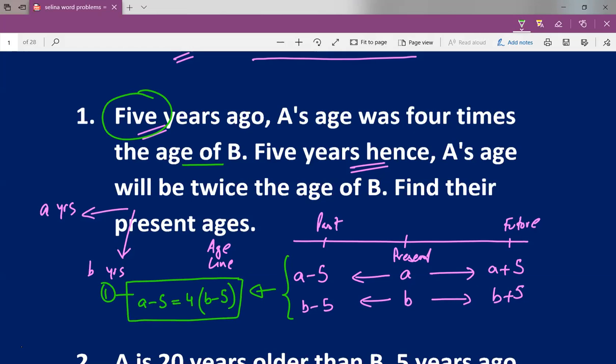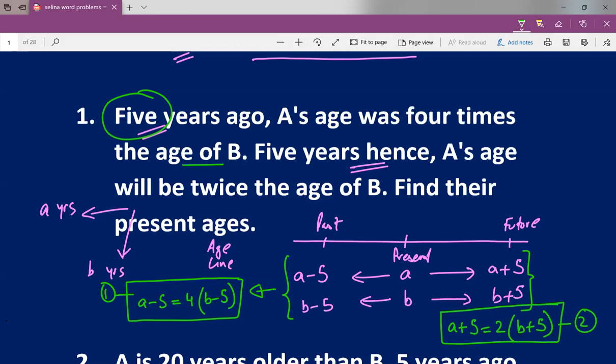The second relationship I'll get from the second line. 5 years hence, A's age will be twice the age of B. So in this situation, A plus 5 would be twice of B plus 5. This is my equation number 2. All I need to do is solve A and B.